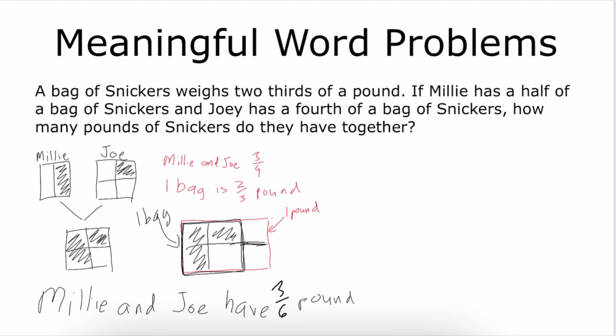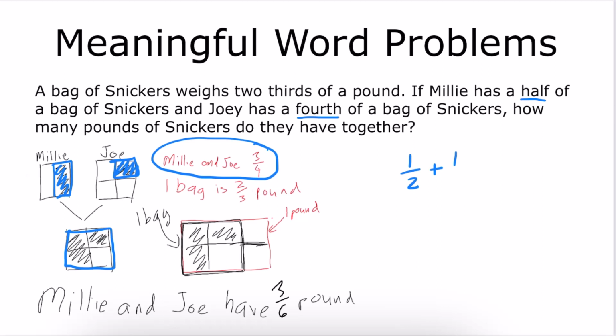Okay, so what I see here is, first of all, it looks like the student took the fact that Millie has half a bag of Snickers and Joey has a fourth of a bag of Snickers, and drew these 2 pictures. So Millie has a half, Joey has a fourth, and then it looks like they combined them together to say that together they have 3/4, which we can see here. So the student calculated 1/2 plus 1/4 equals 3/4. That's the calculation they were doing there.